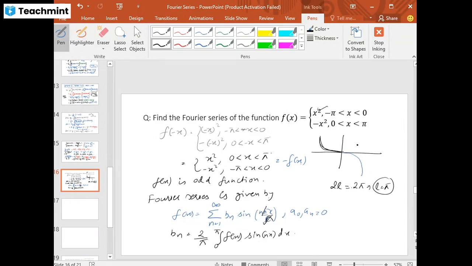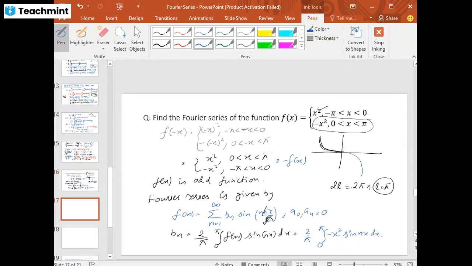And in the interval minus pi to 0, what is the value of the function? Minus x square. Although your function is discontinuous, because in this case we need to evaluate the integral in the limit 0 to pi only, and in the interval 0 to pi your function is minus x square. So I need to evaluate this integral as 2 upon pi, 0 to pi, your function is minus x square into sine of nx dx.